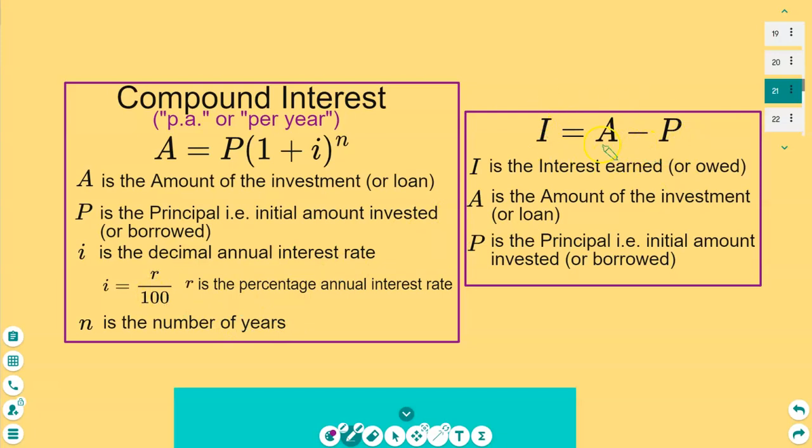And then this bit here, so once you have the amount, you can calculate the interest. And this formula is just from the formula A equals P plus I. So the interest earned is capital I. We've got A as the amount, P as the principal from over here.